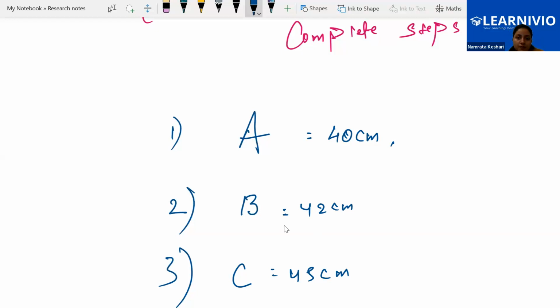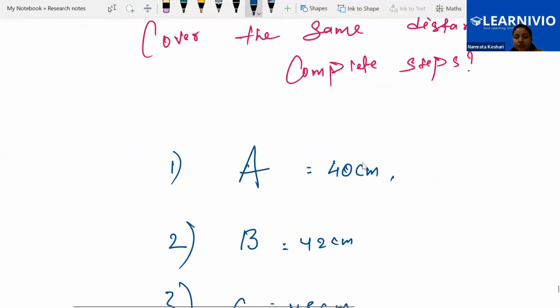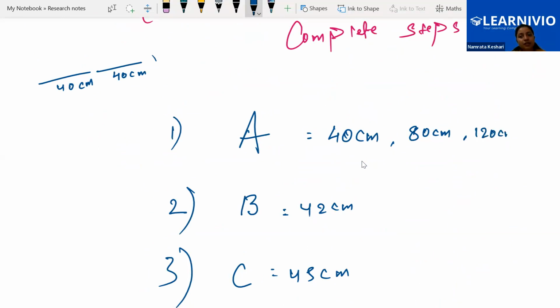What will be the next step? See, their step measures 40 centimeter. So if the first step is 40 centimeter, the next step again will be 40. So in total it will be 80. Can we write? Yes, ma'am. The next step in total will be 80 centimeter. After that, it will be 120 centimeter. After that, it will just go in this pattern.